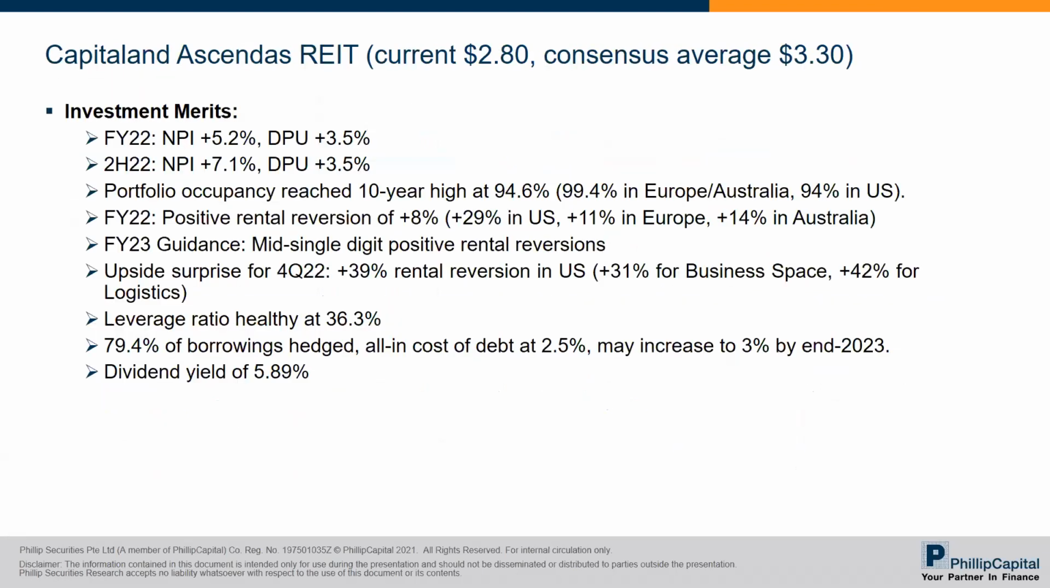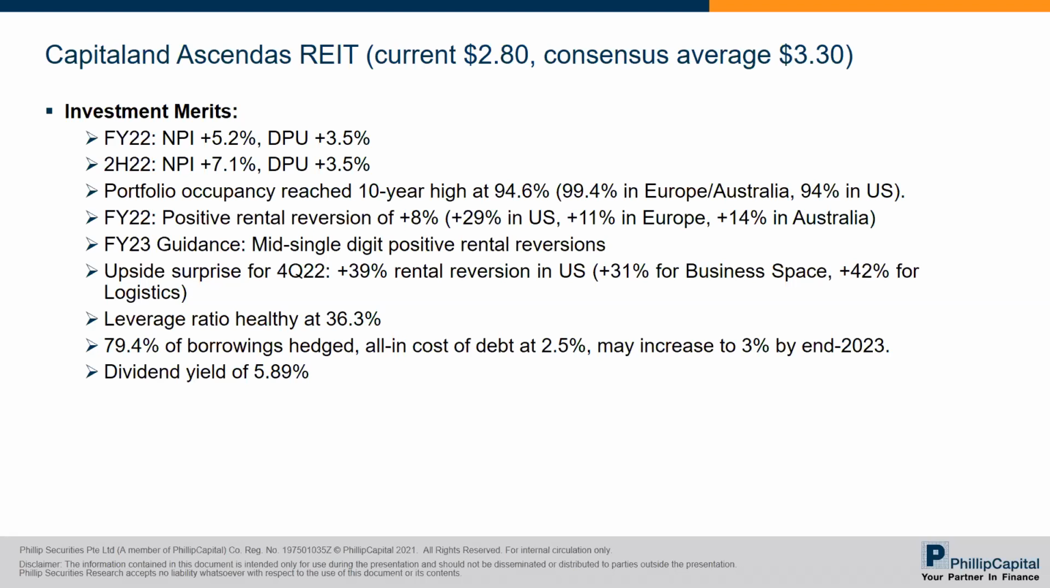Okay, the third counter that we are looking at is CapitaLand Ascendas REIT, currently trading at 2.8, and our target price is 3.3. Similarly, this one gives a good dividend of 5.8%. And in their latest earnings result, they gave a very positive update. The portfolio occupancy is at a 10-year high, almost 95%.